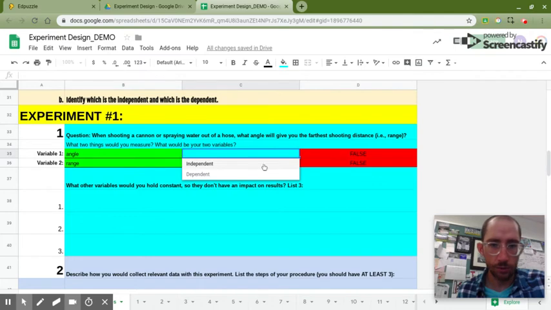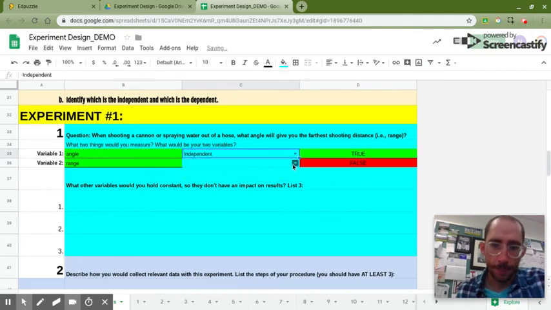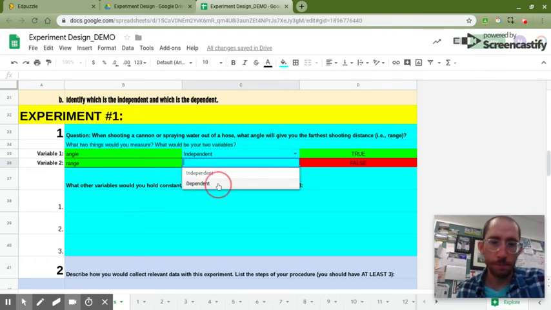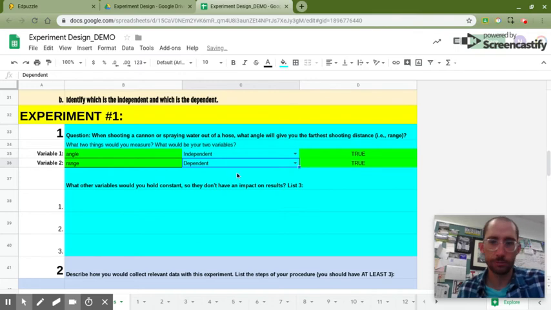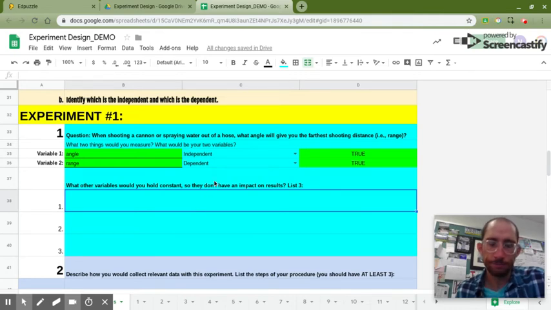So angle then is the independent because that's the variable that you're manipulating or changing. And range, how far the water goes, depends on the angle. Okay, so range is the dependent, angle is the independent. So what else would you hold constant?